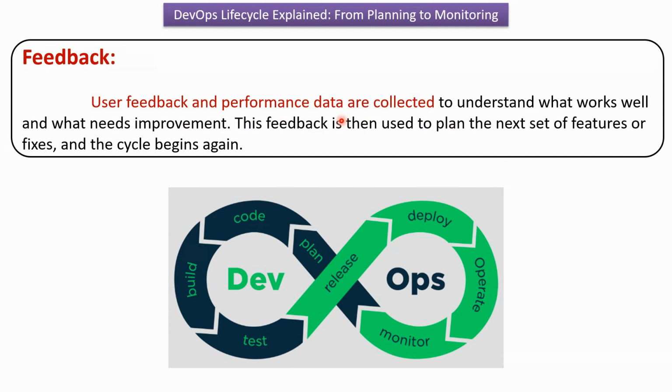Feedback. User feedback and performance data are collected to understand what works well and what needs improvement. This feedback is then used to plan the next set of features or fixes, and the cycle begins again.